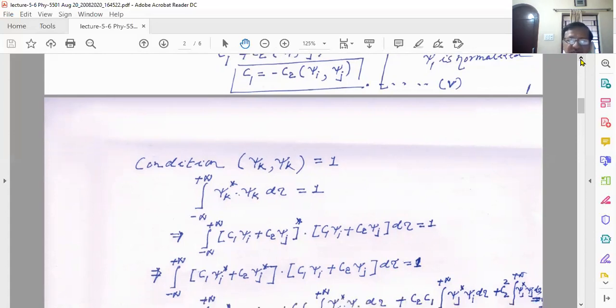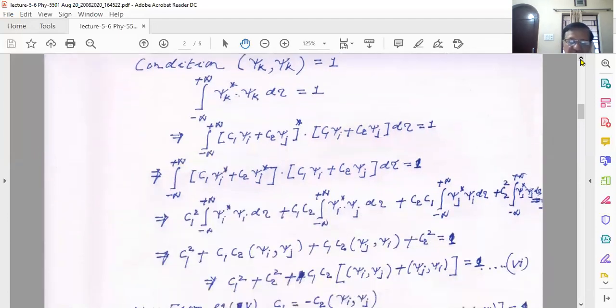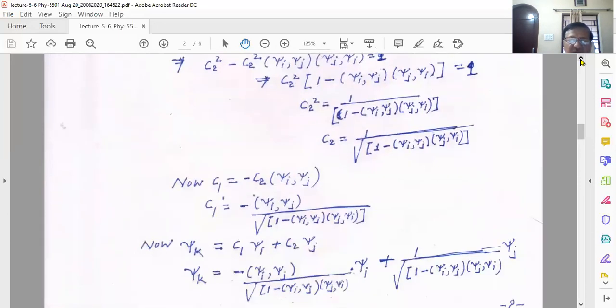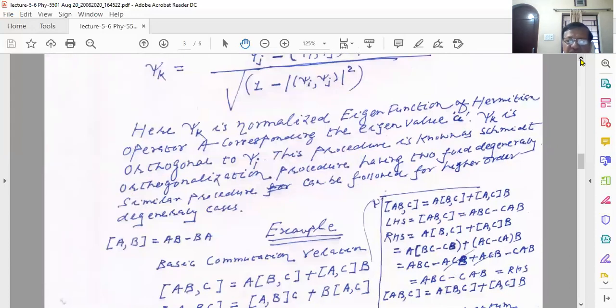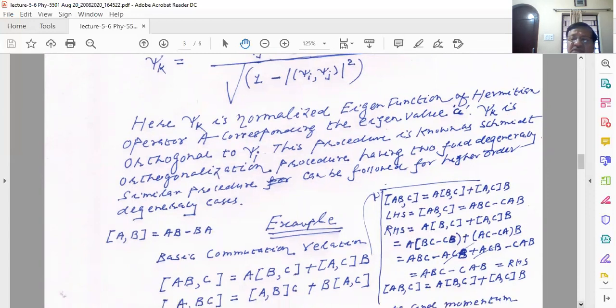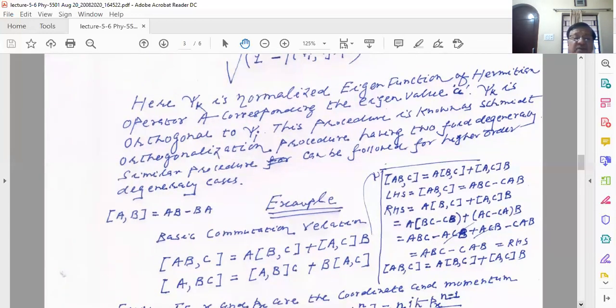Well, friends, with this information, now we will proceed further, and today we will do some problems about the commutator and some basic commutation relations. So you see, I have this example which I would like to discuss. This is a simple example.